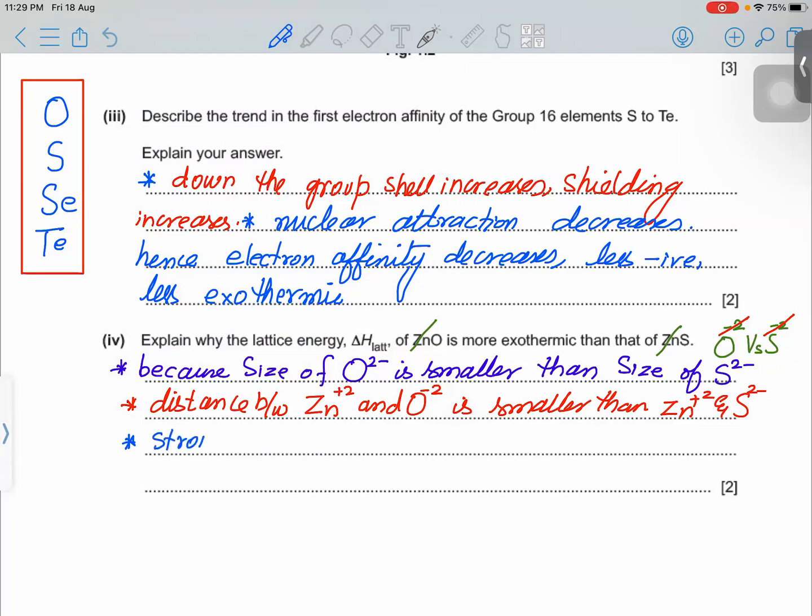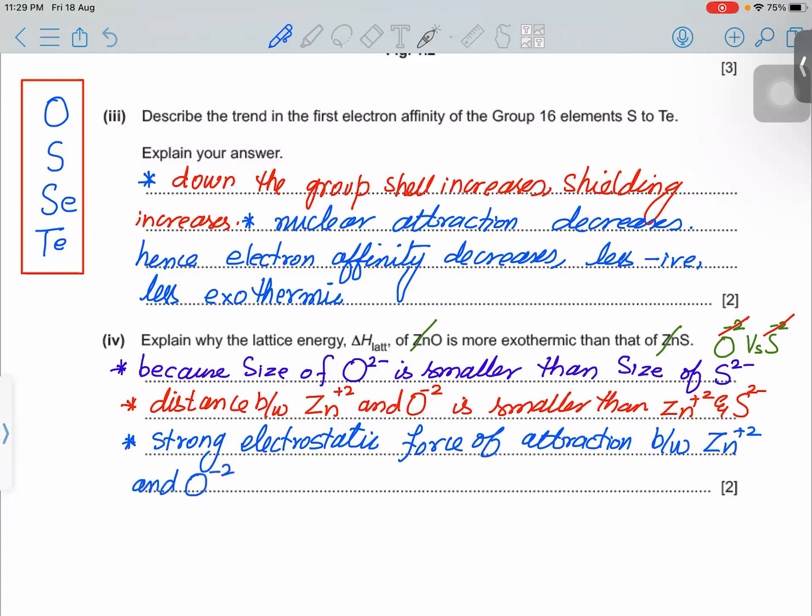So strong electrostatic force of attraction between Zn plus 2 and O minus 2, then Zn plus 2 and S minus 2. Yes. Are you getting my point or not, beta? Yes, sir, I'm getting it.